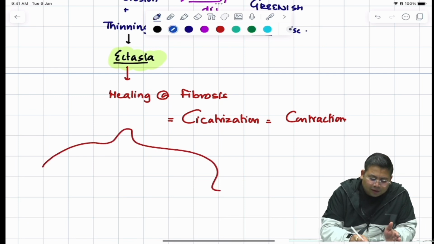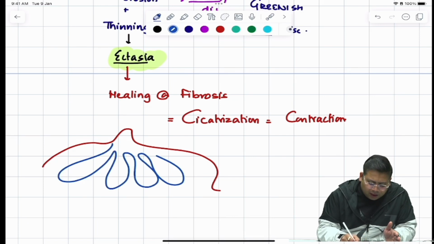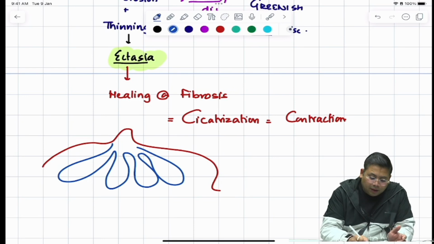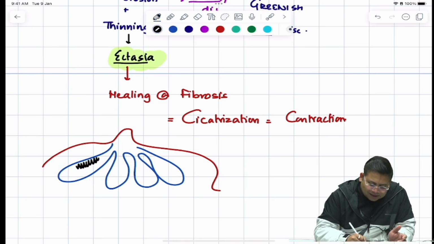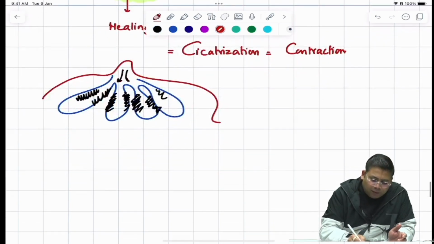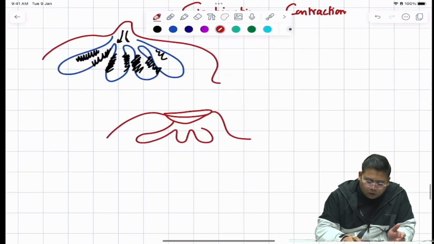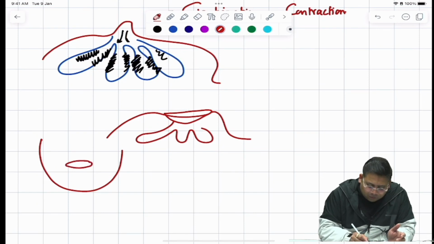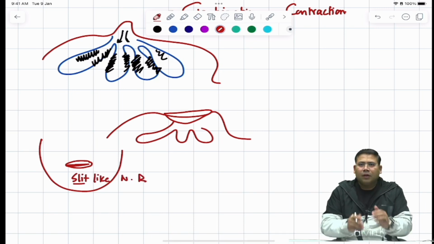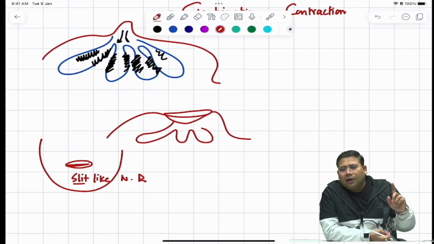Try to understand that all the ducts which are radially arranged around the nipple areolar complex are also attached to the nipple areolar complex. And as the healing happens with fibrosis, do you know what will happen? There will be cicatrization. The moment there is cicatrization, there will be an inward pull on this nipple, and the moment there is an inward pull of the nipple, you will see something like this from the top, or from the front you will see something like what, students? This is a classical slit like nipple retraction. So this is why we see a slit like nipple retraction.